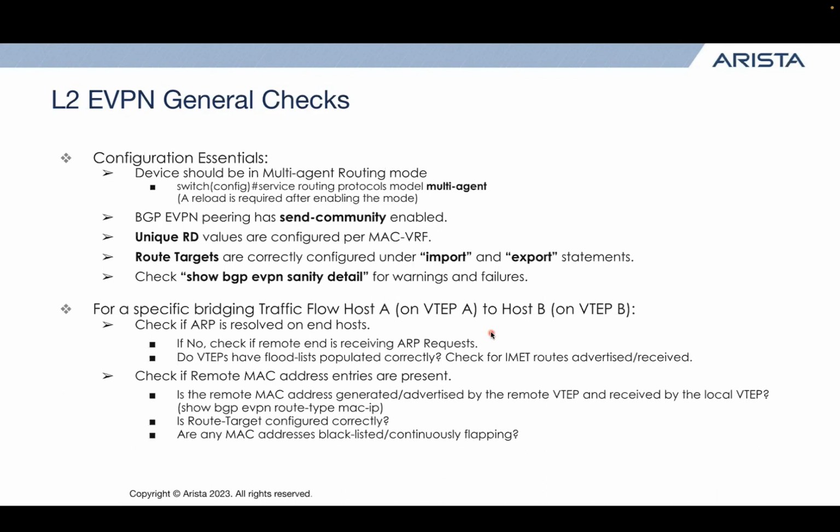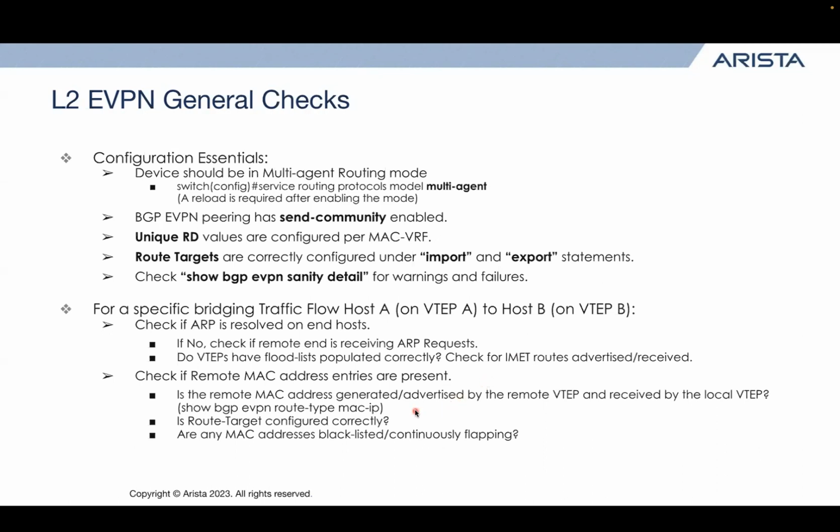For traffic between host A to host B behind two different VTEPs, if we see complete packet loss, then for the bridging traffic, we need to check if the ARP is resolved on the end host. If the ARP is not getting resolved, we need to check if the remote end is receiving the ARP request. It is important to take a note of the IMET routes and see if the flood lists are correctly populated on all the VTEPs. If the ARP is resolved, but the traffic is still not working fine, then we need to trace the MAC address learning, both locally and on the remote interface VxLAN 1.